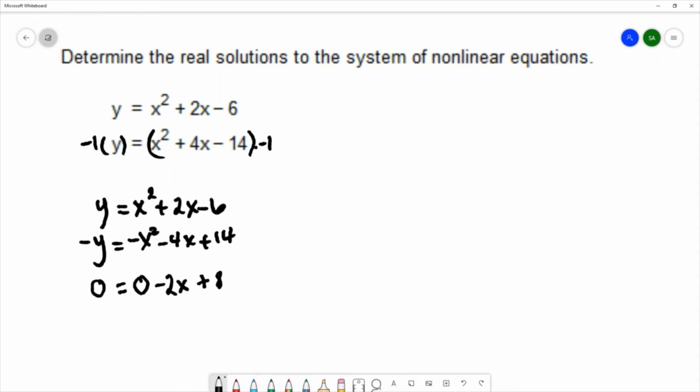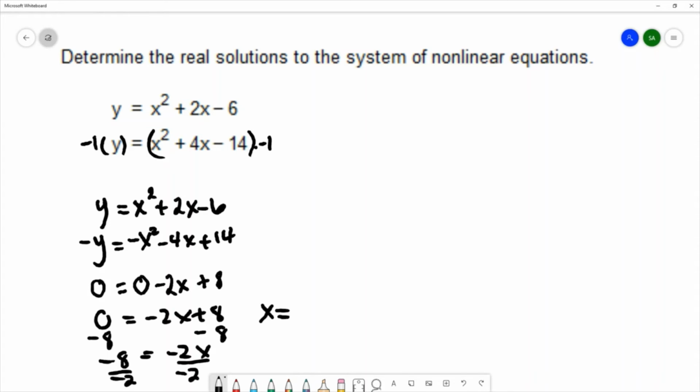So now I have an equation with only one variable. I have 0 equals negative 2x plus 8. I'm going to subtract 8 to give me negative 2x equals negative 8. Divide both sides by negative 2, and that gives me x equals positive 4.